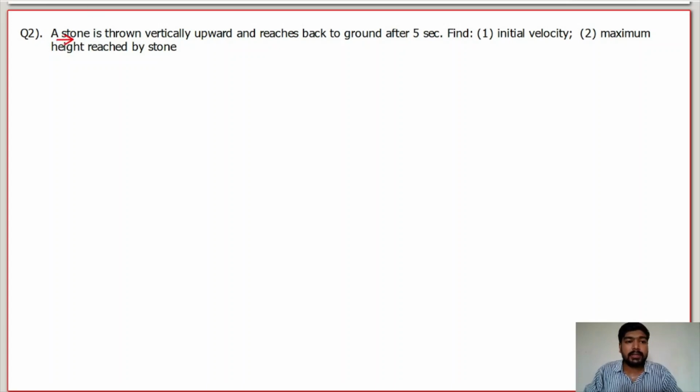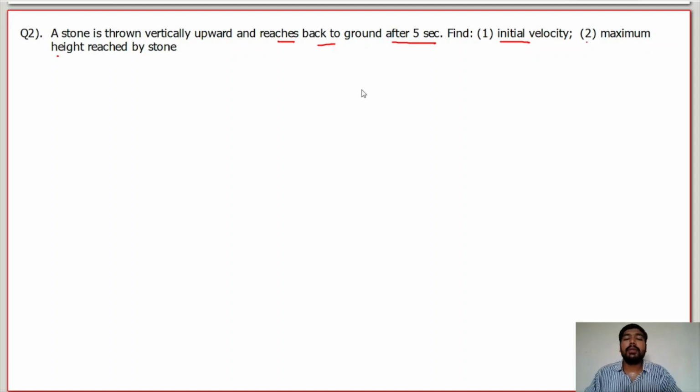A stone is thrown vertically upward and reaches back to the ground after 5 seconds. Find, first, the initial velocity, and second, the maximum height reached by the stone.